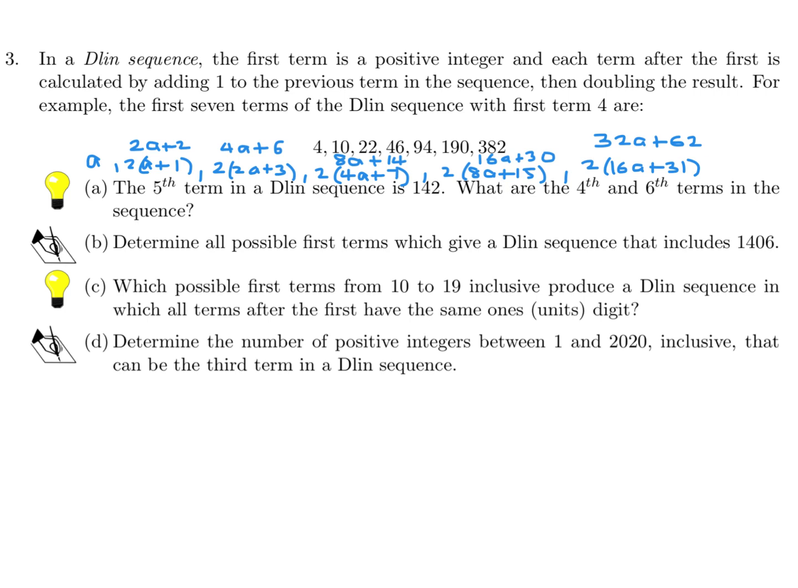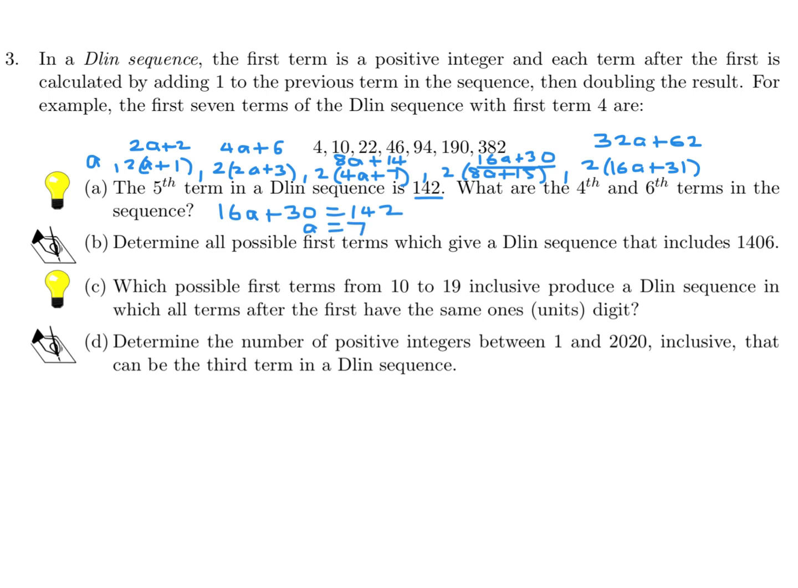I think that's right. Okay, so the fifth term is 142. That means 1, 2, 3, 4, 5, so this guy is 142. So 16a plus 30 is 142. And when you solve for this, you get a equal to 7.